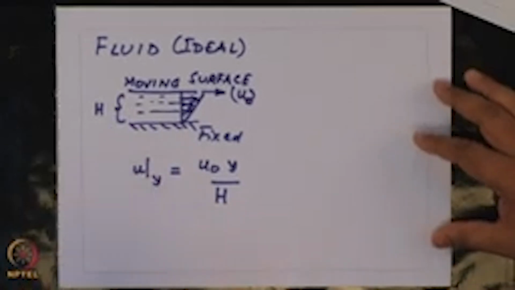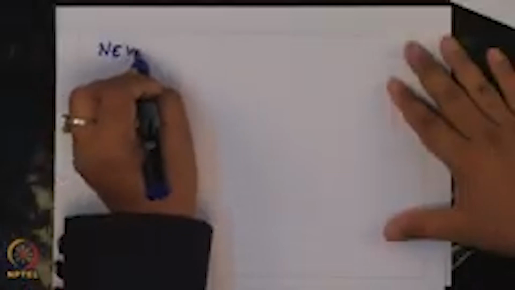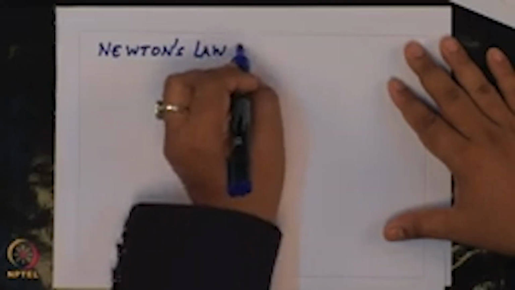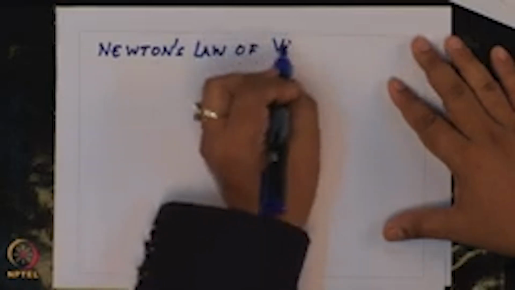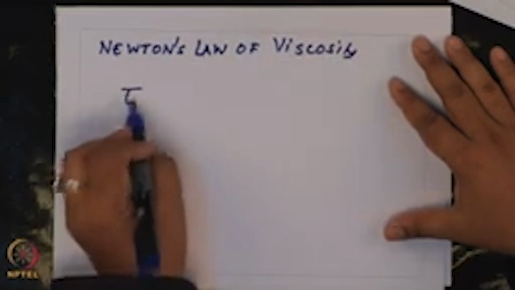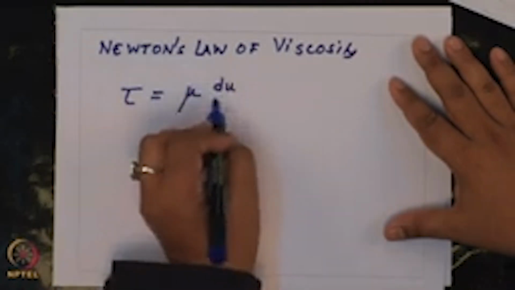Okay. So, this is a flow profile. Based on this you can have the simple law of viscosity. Okay. So, there is Newton's law of viscosity, which says that the shear stress is related to the gradient.